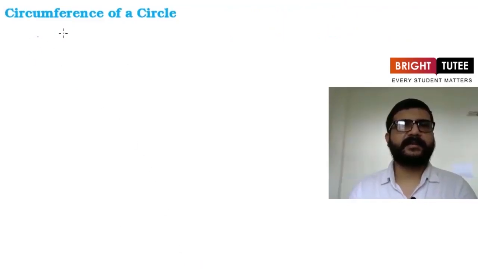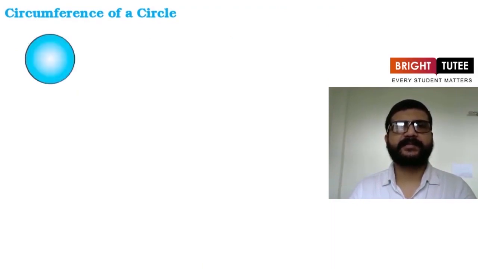Now let's start with circumference of a circle. What do we mean by circumference of a circle? Let us suppose we are having a circular cardboard like this. Now we are trying to put a lace around this circular region just to decorate it. The thing is, how much lace is required, how to find that? It will be the distance around this circular region.